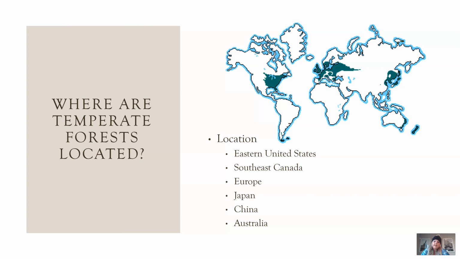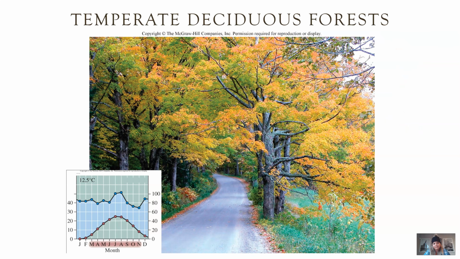All right, where are they located? A lot of these are located in the eastern United States and in Europe. There are some in Southeast Canada, Japan, China, and Australia. All right, looking at temperature and precipitation, we do see fairly consistent temperatures year-round, and then our precipitation actually peaks from March to November in a temperate deciduous forest.